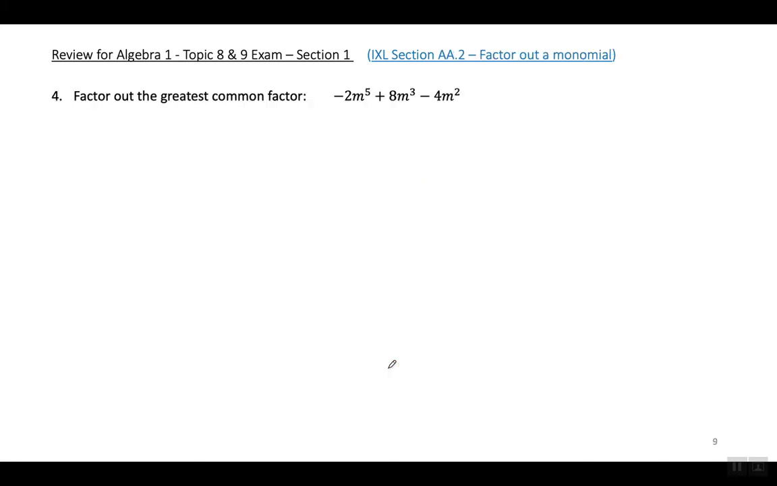All right, so number 4, this one's easy. This is IXL section AA2, factor out a monomial. All right, so we got to factor out the greatest common factor in this expression. All right, there's the answer. Not even worth explaining, because you need to do this to understand it. Do this and you'll understand it. Watch my video on that where I explain this very well.